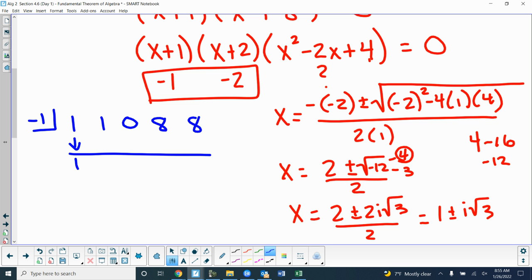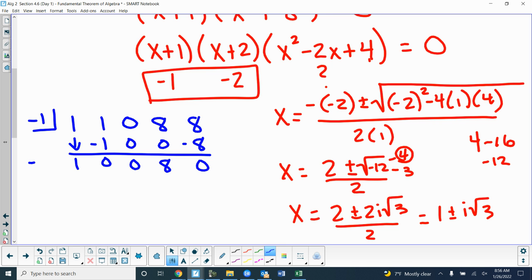So -1 times 1 is -1. -1 times 0 is 0. -1 times 0 is 0. -1 times 8 is -8. And that's what's supposed to happen, right? Because the calculator told us it was a 0, so our remainder should be 0. Okay? So I did the -1, now I have to do the what?